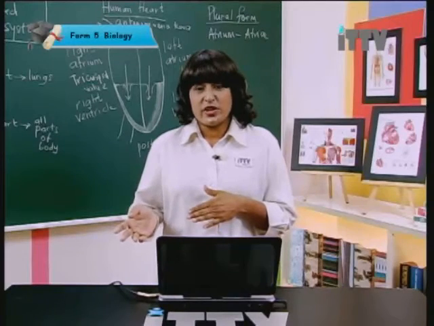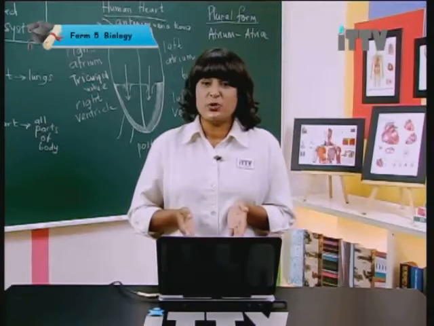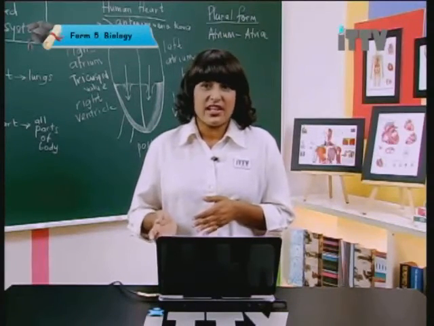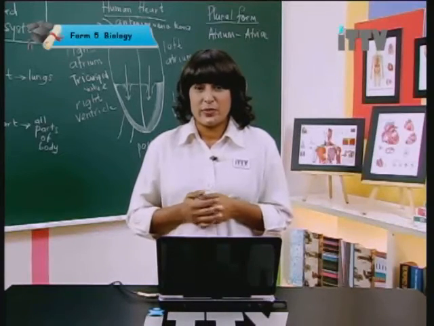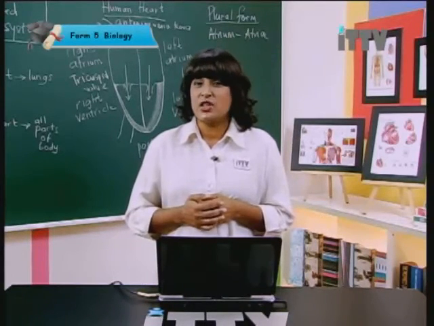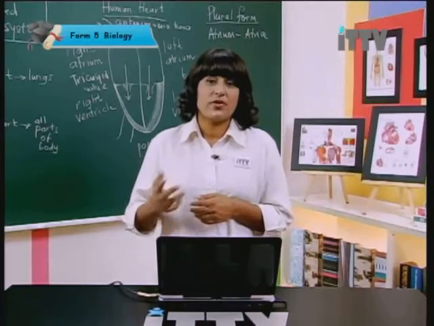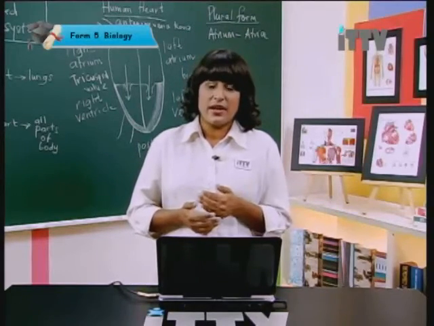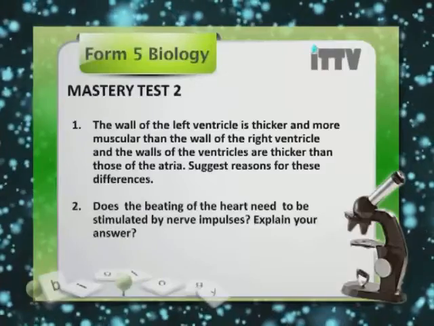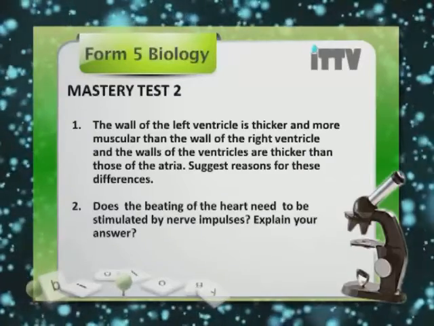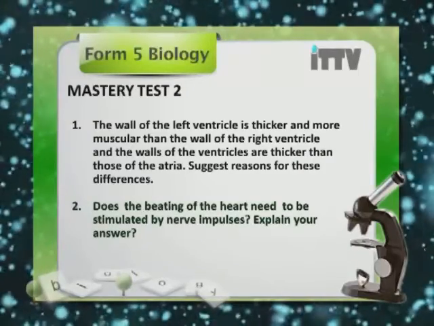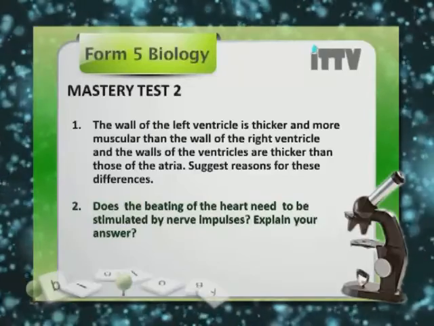As for the right ventricle, it only has to pump the blood to the lungs, while the left ventricle has to pump the blood to all parts of the body. Hence, the left ventricle has the thickest wall compared to all the other compartments. Next, we are going to see question number 2. Does the beating of heart need to be stimulated by nerve impulses?